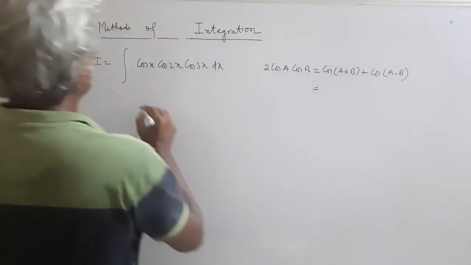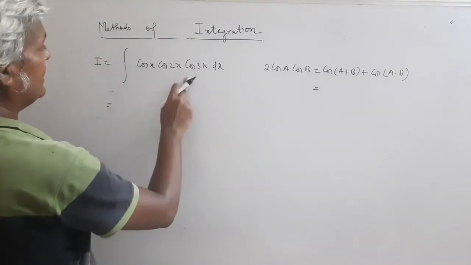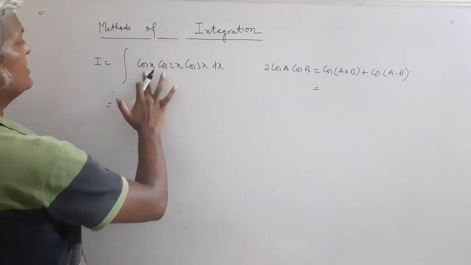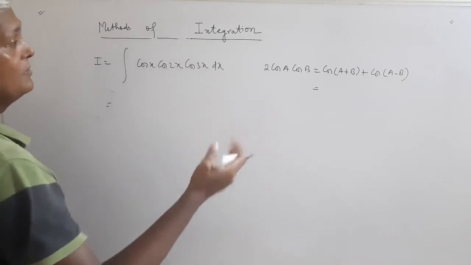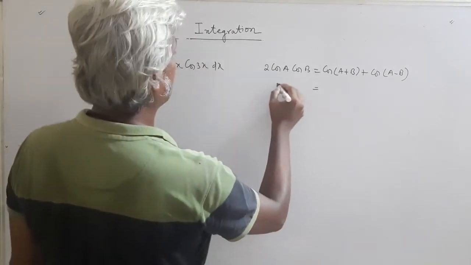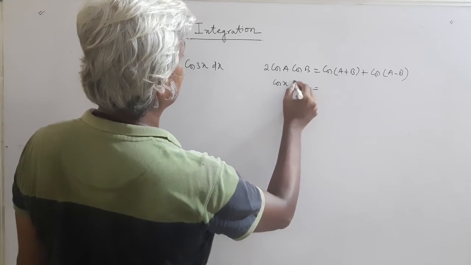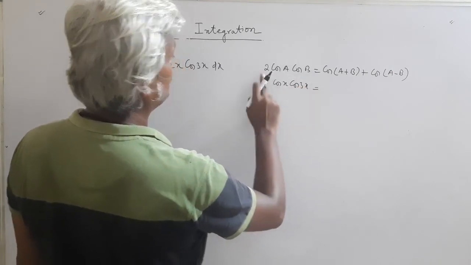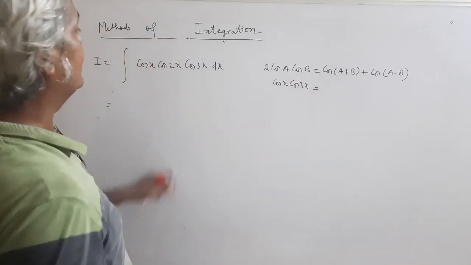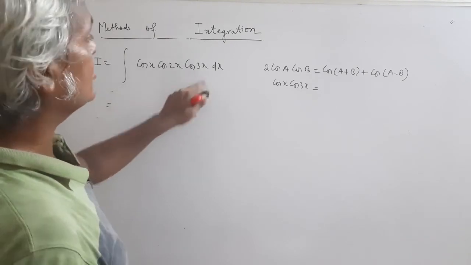Now here I can take any two terms. I'll try to go by 1 and 3, odd numbers. So I'll take cos x and cos 3x. I'm not writing the 2 now, I can manipulate it later. So cos x and cos 3x.